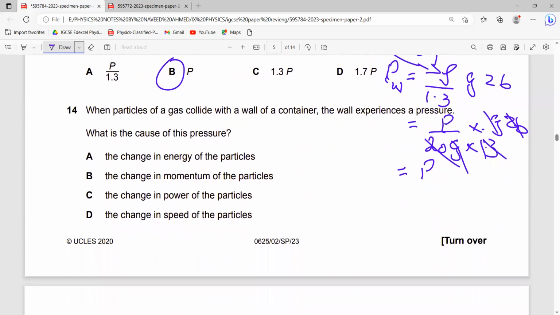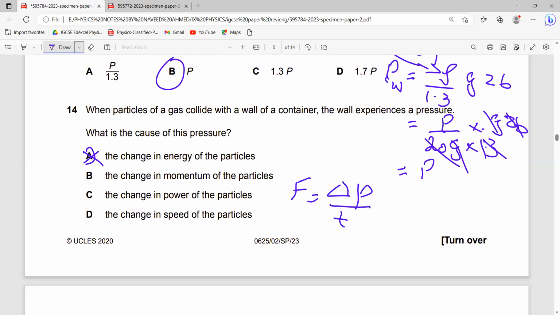Okay, now question number 14. When a particle of a gas collides with the wall of the container, the wall experiences the pressure. Again, what is the cause of the pressure? You know, we have read about the force produced by the change in momentum, rate of change in momentum. So here option A, the change in energy of the particle. No, this is not possible. The change in momentum is possible.